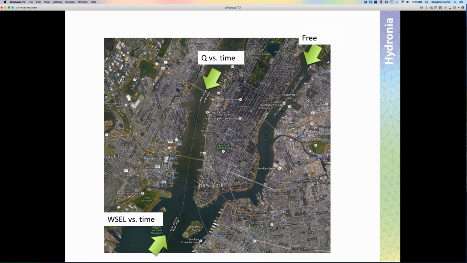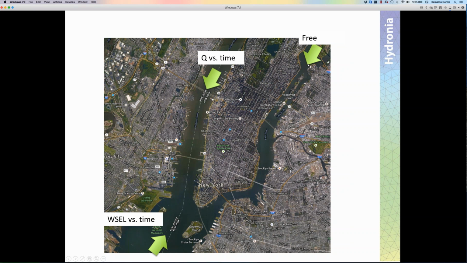As an example, I'm showing here the area of Manhattan, and you have the Hudson River, and also the area that is close to the sea here. So typically, if you wanted to use RiverFlow 2D in this environment, you would discretize this whole area with a mesh, and you would have boundary conditions where the mesh ends. Maybe you will have a variation of discharge versus time from the Hudson River.